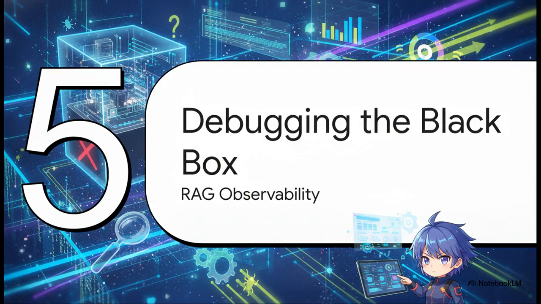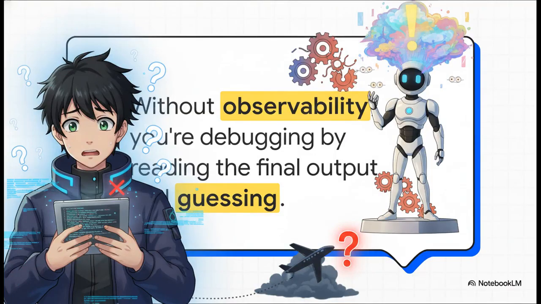Finally, part 5. We need to talk about RAG observability and debugging the black box. I love this quote. Without observability, you're debugging by reading the final output and guessing. It's a harsh truth, right? In traditional software, if something breaks, you get a stack trace. You know exactly what line of code failed. But with large language models, you just get a super confident, completely hallucinated answer.